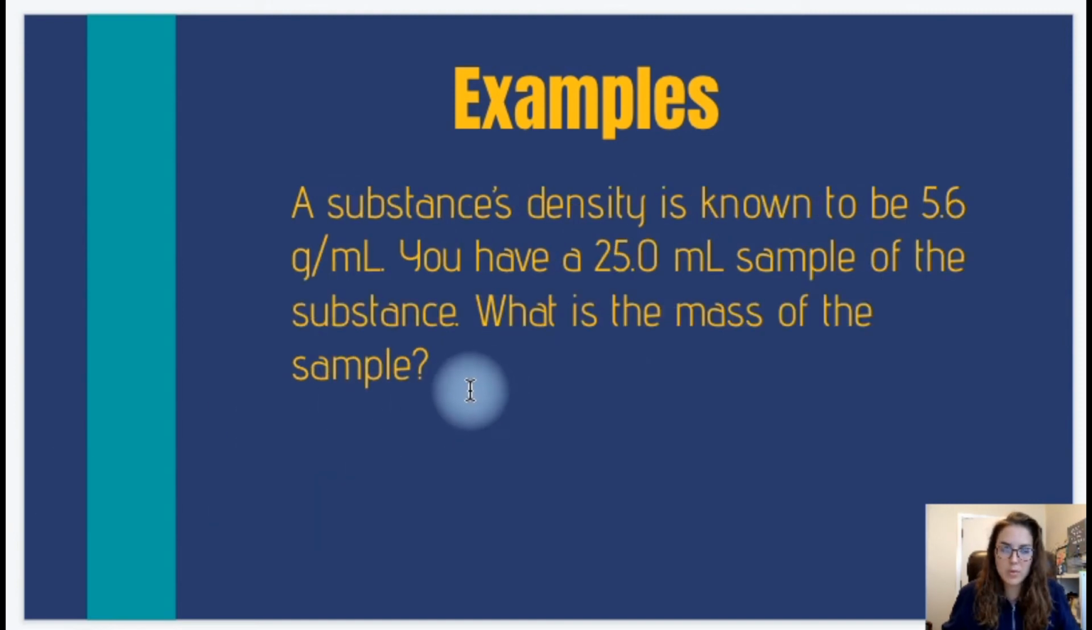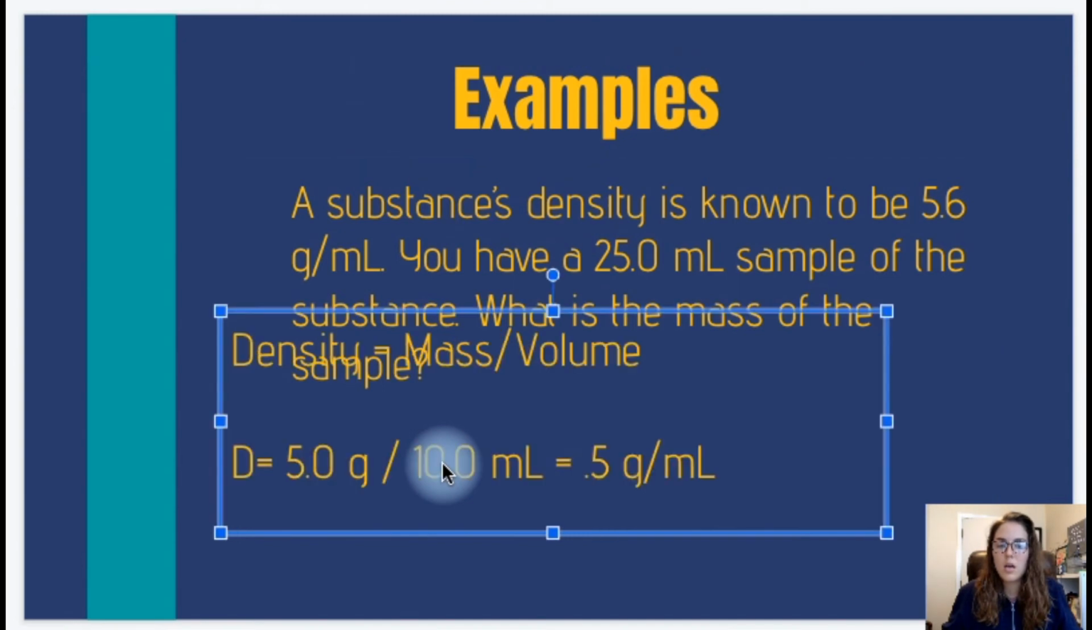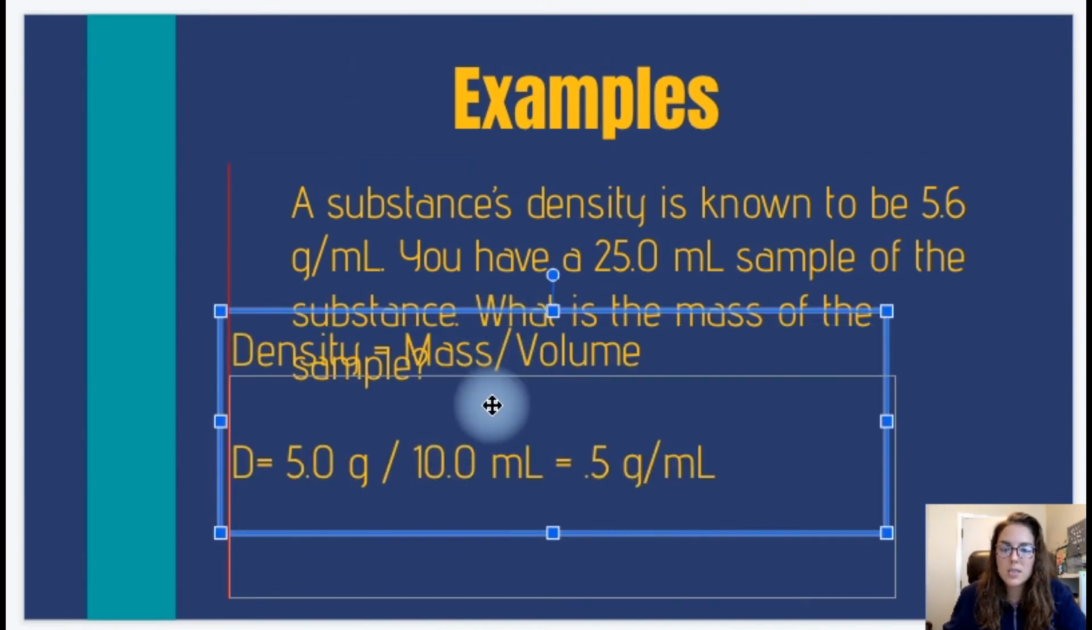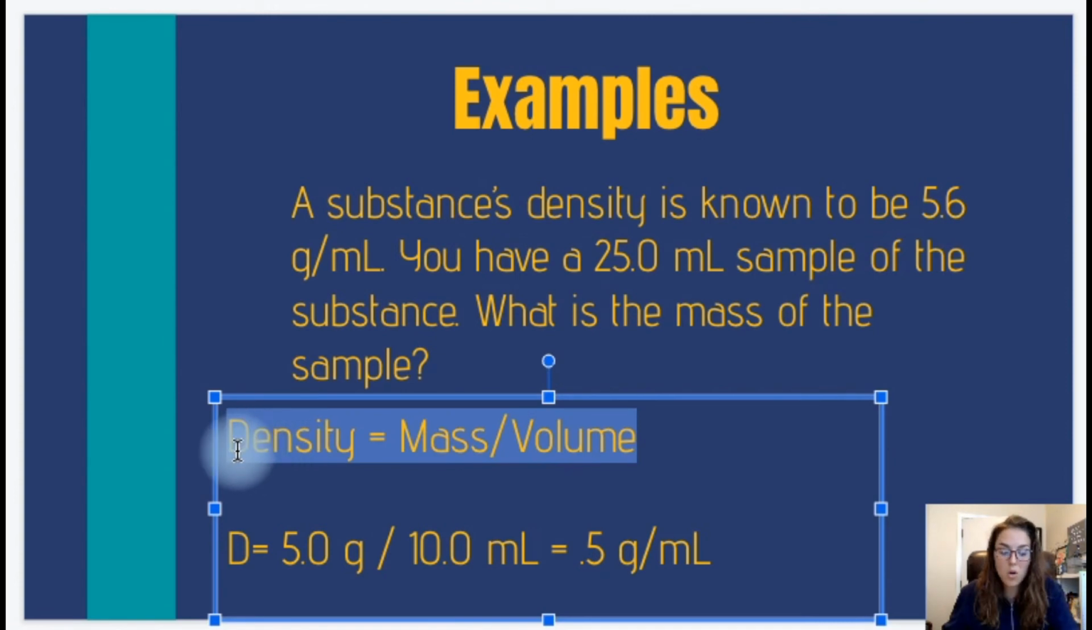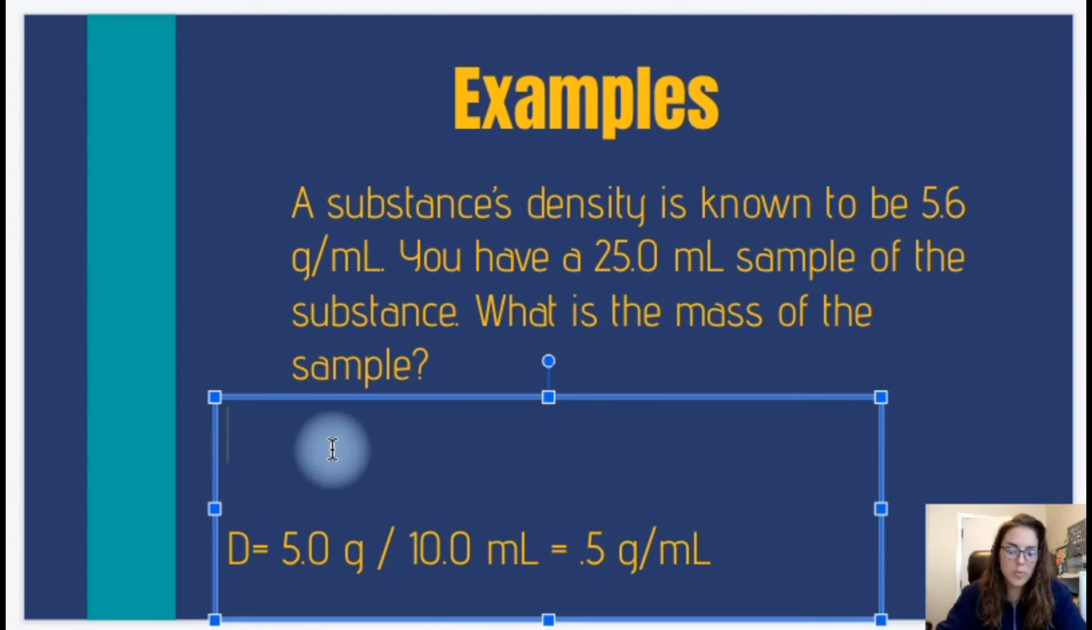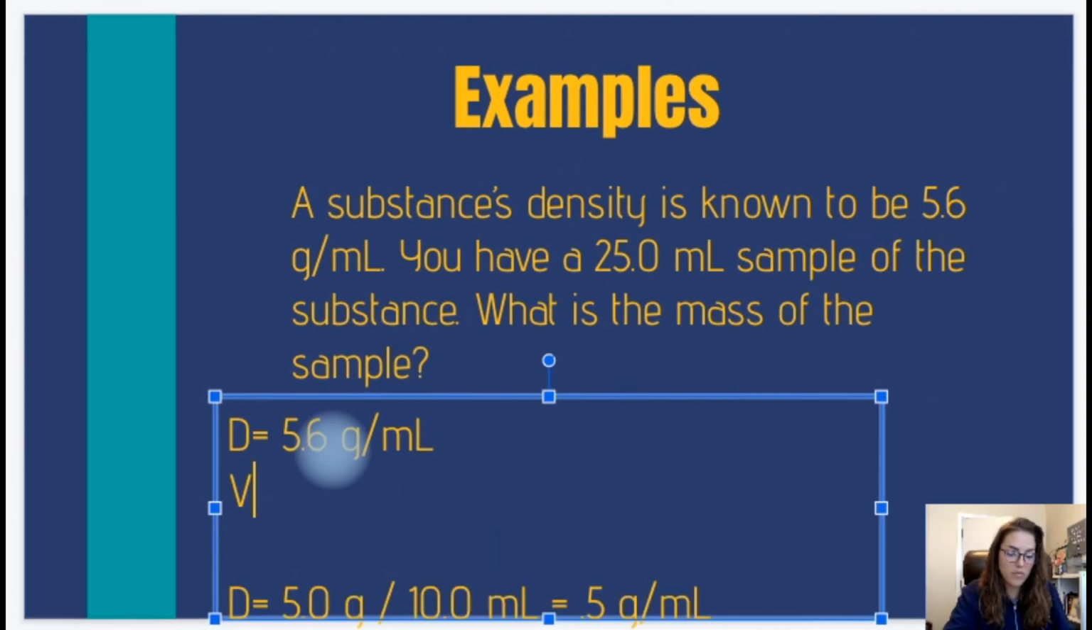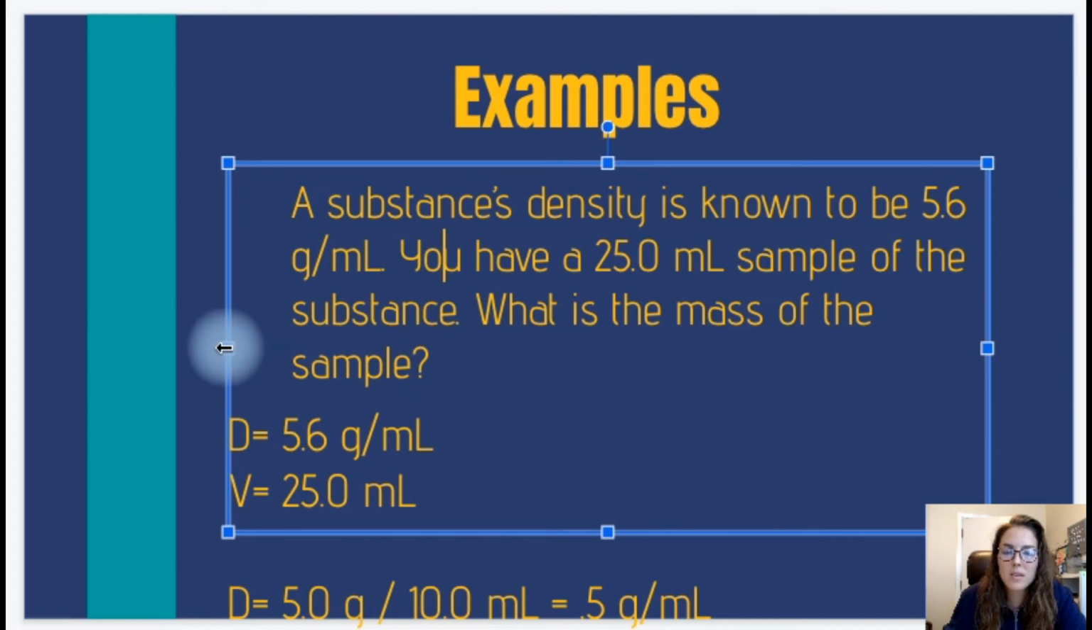A different example. So, a substance's density is known, okay, to be 5.6 grams per milliliter. Density equals 5.6 grams per milliliter. Good to know. You have a 25.0 milliliter sample. Okay, well that means I know the volume. Volume equals 25.0 milliliters. So I must be trying to find the mass. Okay, what is the mass of the sample?